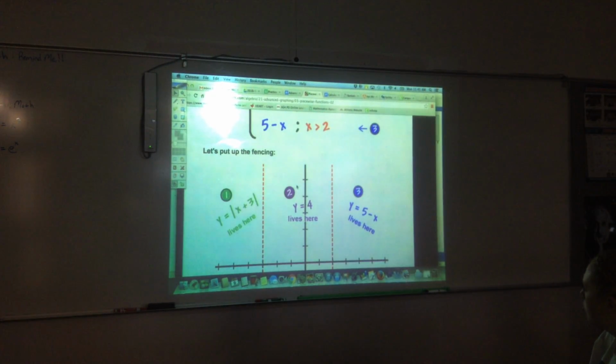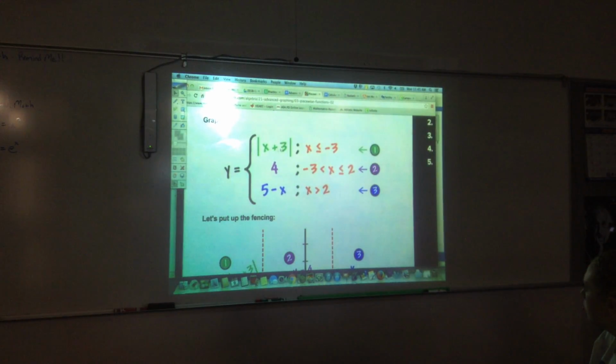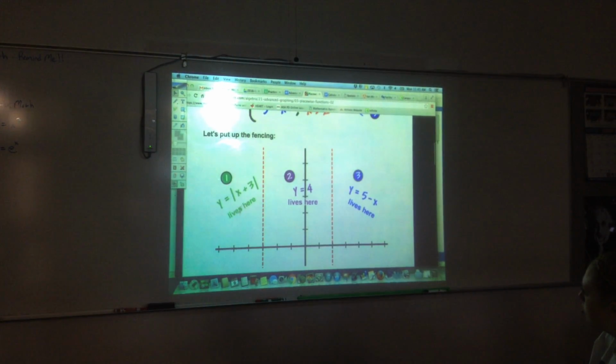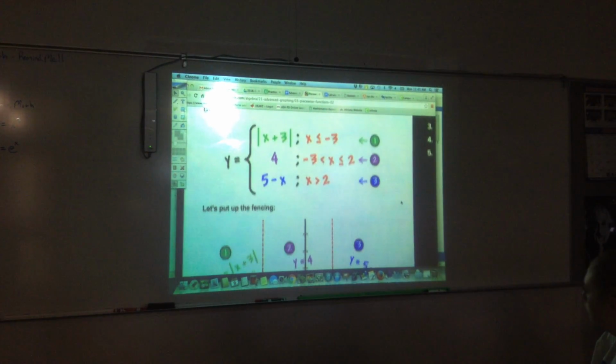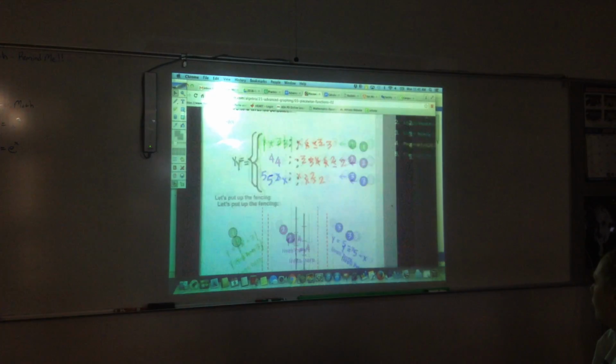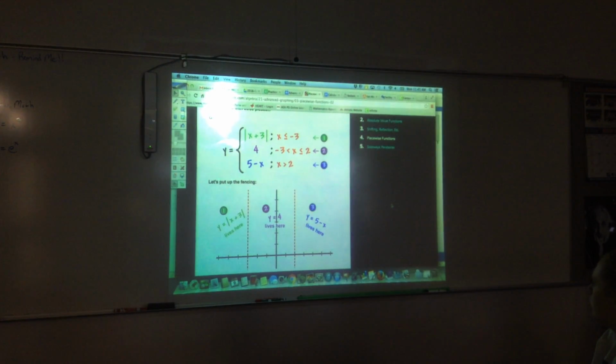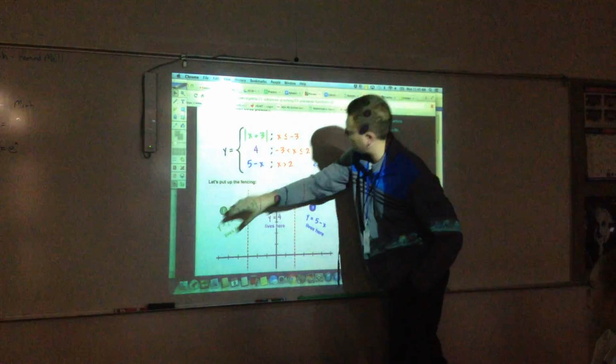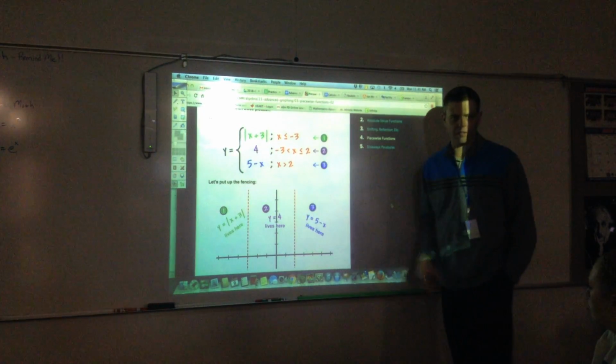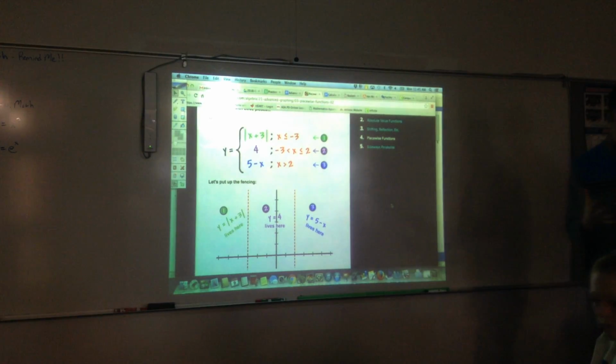Here's how this website is showing this. Y equals the absolute value of x plus 3 only works for x values less than or equal to negative 3. So they're saying that function lives over here, everywhere where x is less than or equal to negative 3. Y equals 4 lives in this space. Y equals 5 minus x lives in that space. You guys kind of see that? Any questions on that? This graph is going to live here. That graph's going to live here. This graph's going to live here.